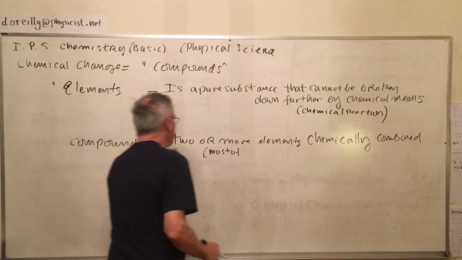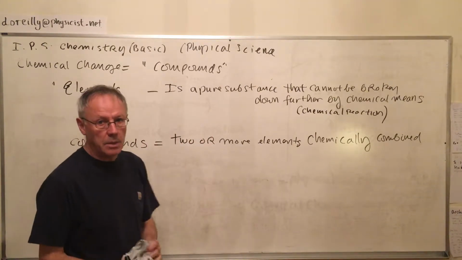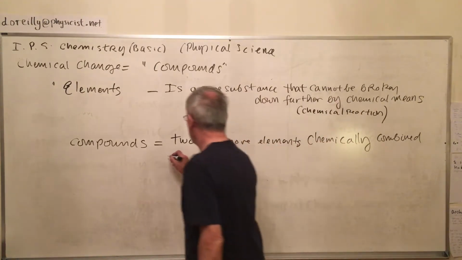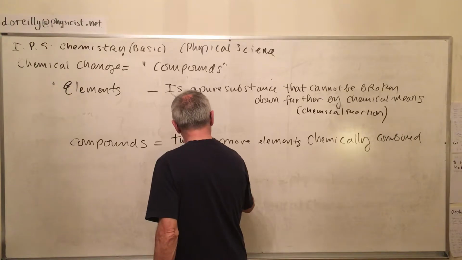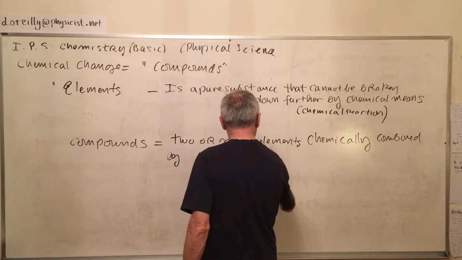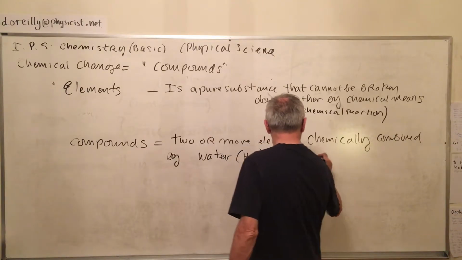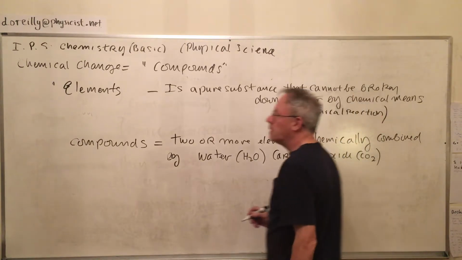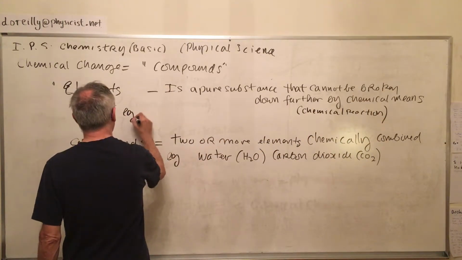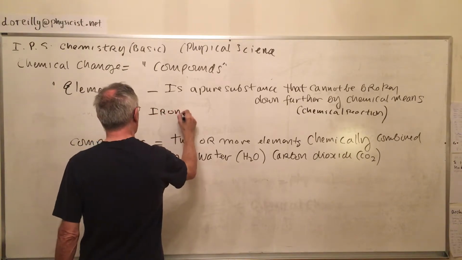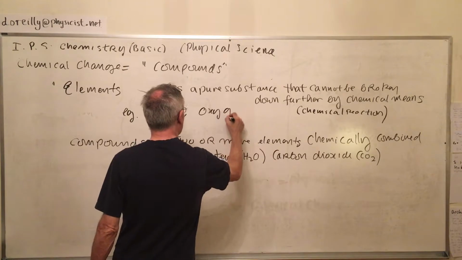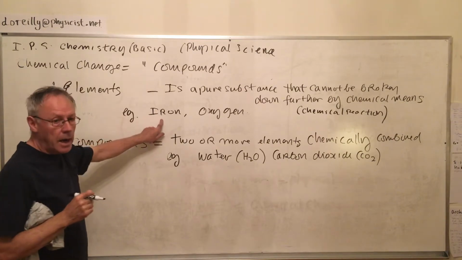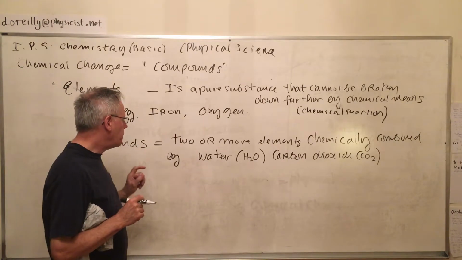Okay, so we won't say most of the world. We have two or more elements, whatever elements are, those pure substances chemically combined. Then we can have a compound. Two examples are water and carbon dioxide. Two common examples of elements would be iron or oxygen.